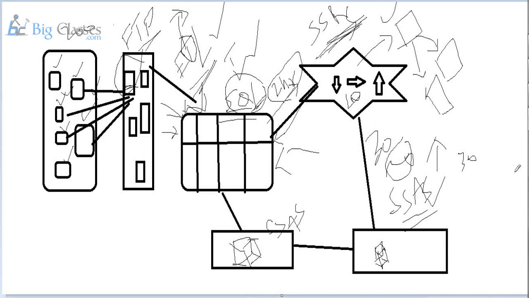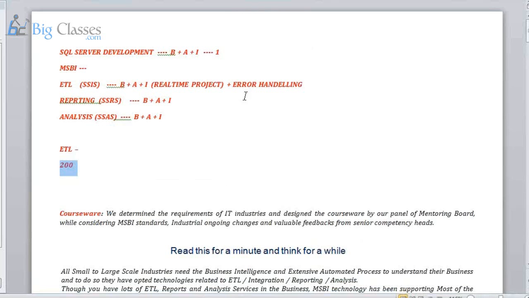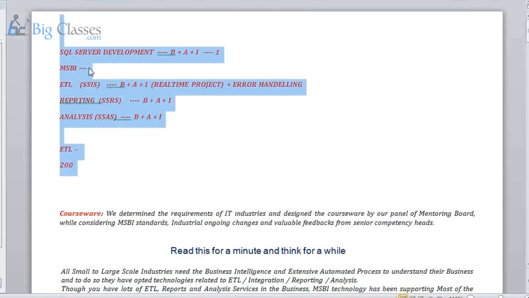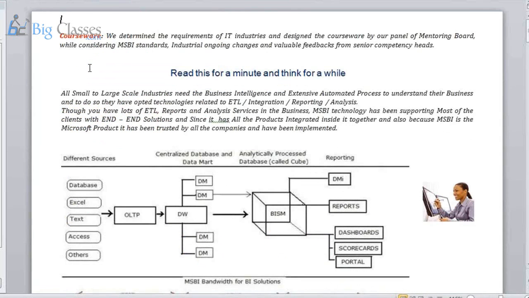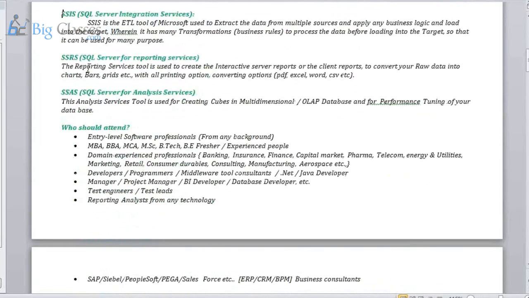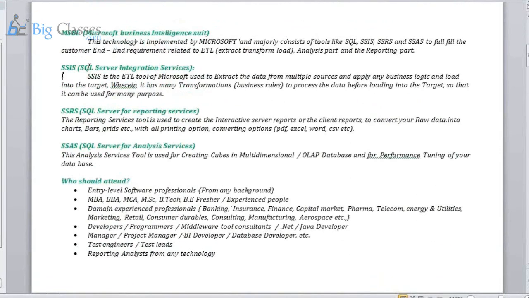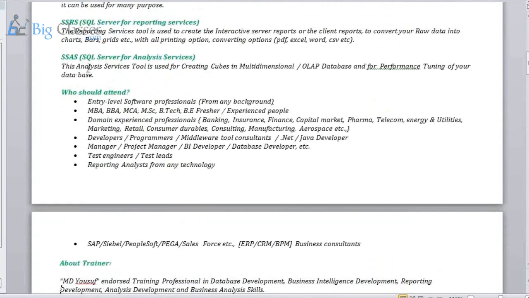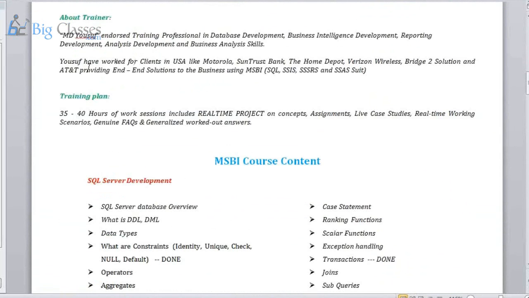So this is all about our modules in Microsoft Business Intelligence. Let us see what the course is. And I have not introduced myself, sorry about that. I have worked in many companies in the US, especially downtown Atlanta, like Trust Bank, Home Depot, and Bridge to Solutions in Alpharetta. Helping them for the business, I have supported these clients.